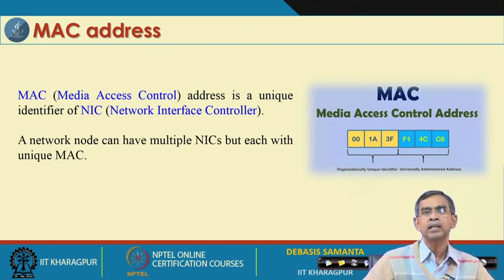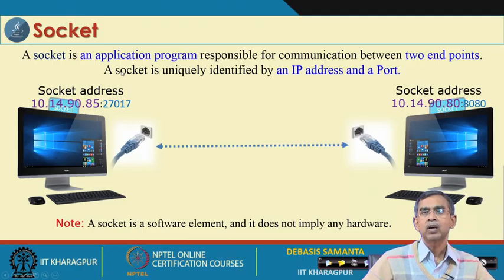So, the MAC address is also required to uniquely identify the location of a particular machine. And then the socket is basically an application program, a piece of software, a port we can say, which is used for communication and is responsible for connecting two endpoints. If you want to connect two computers in a network, this connection can be controlled by means of two programs at the two ends.